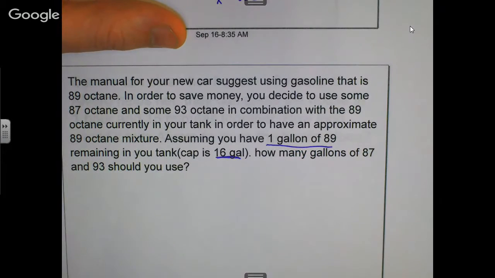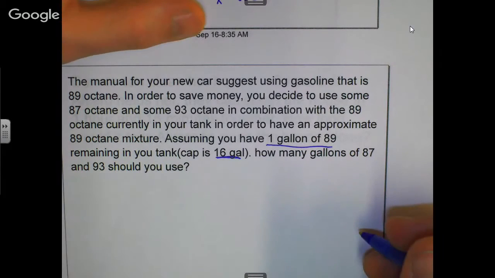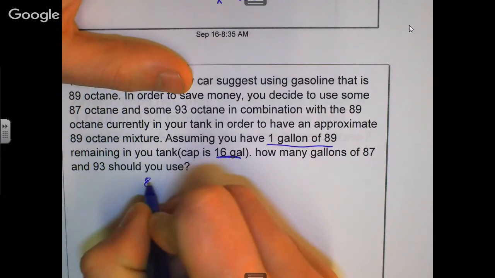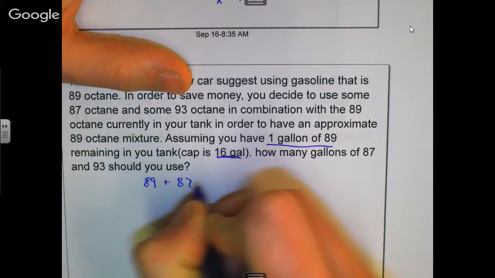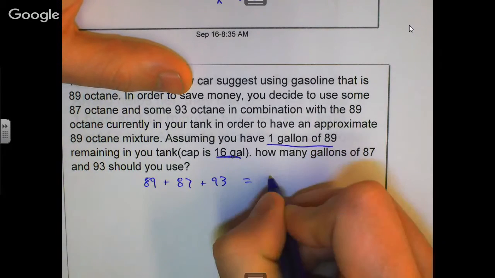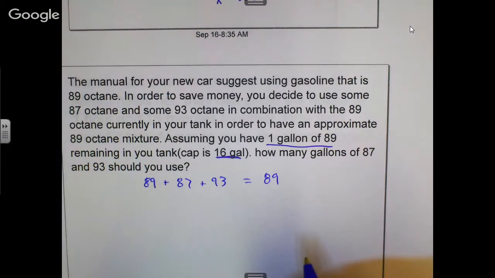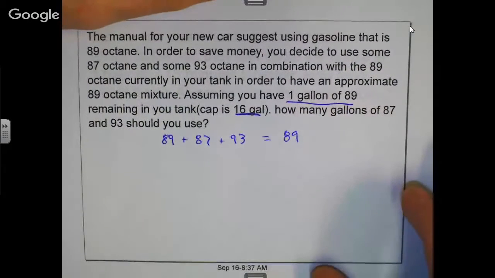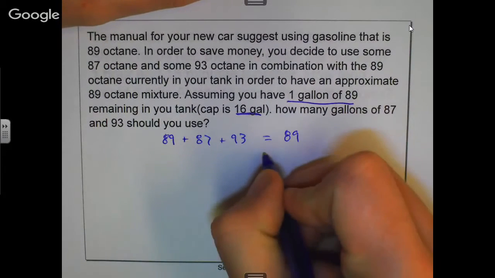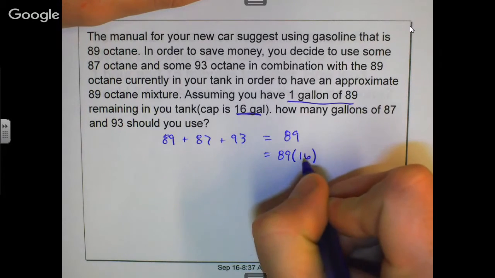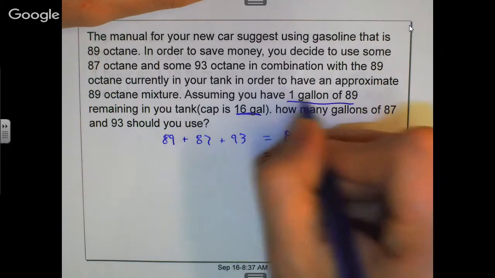Okay, first off, don't ever mix gasoline in your car. That's not a very smart thing to be doing. But we're going to mix together 89, 87, 93 for our goal of 89. Okay. Again, this is our ideal equation. This helps us get things set up. So we're going to take 89, and we have 16 gallons as our goal. Okay. All right. Coming over here is that I have 1 gallon of 89.